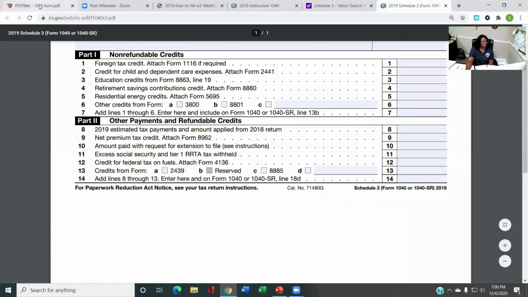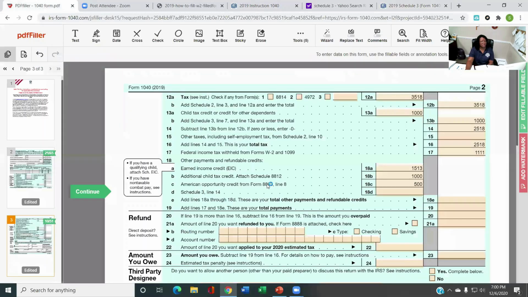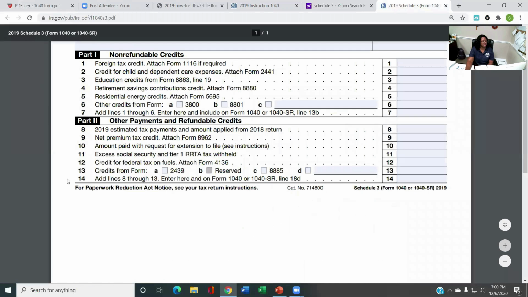So for tax form 1040, 18D as in Delta, it says Schedule 3, line 14. So let's see what's on Schedule 3, line 14. It's basically talking about non-refundable credits or other payments in refundable credits. Foreign tax credit, child credit for child and dependent care expenses. This is the one right here. If you have a kid and they're going to aftercare, or you have a baby and they're going to daycare, then that's what you will have here.